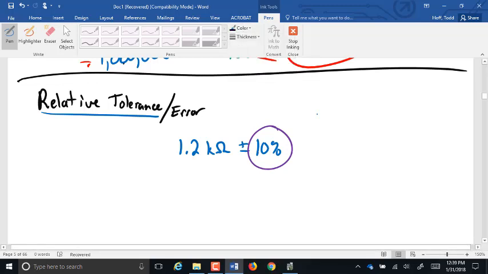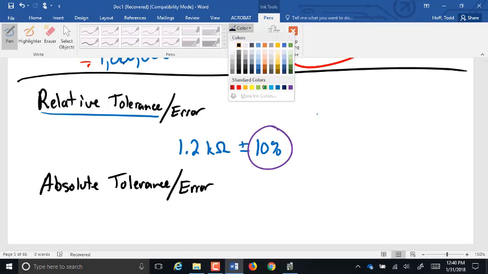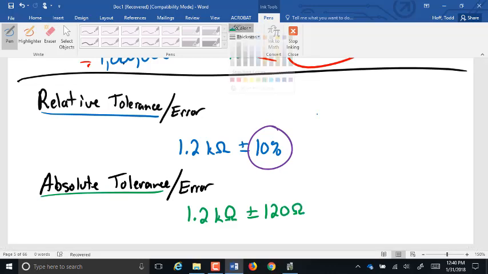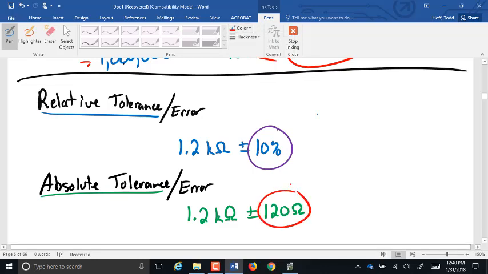An absolute tolerance or error, once again, I'm going to be using this as a tolerance or allowance, might look like 1.2 kilo ohms plus or minus 120 ohms, where it's an absolute amount here, not a percent. I'm going to assume that after last semester, you guys know how to switch between the two of them.